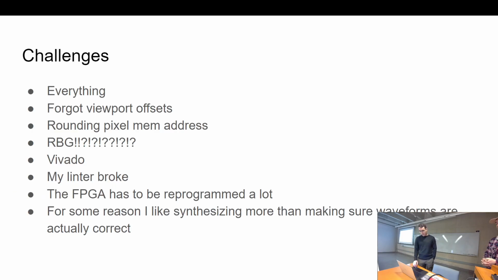Okay, so here's our whole list of challenges. Forgot to offset the viewport. I didn't actually notice anything wrong when I didn't do that. I just changed it at the end. Rounding pixel mem address, I was talking about those lines before. It's RBG in the memory instead of RGB? Maybe. Or maybe I just have wires screwed up somewhere in the system. So let's go with that. Because now that you fixed it, you don't have to change it again. It's done, right?